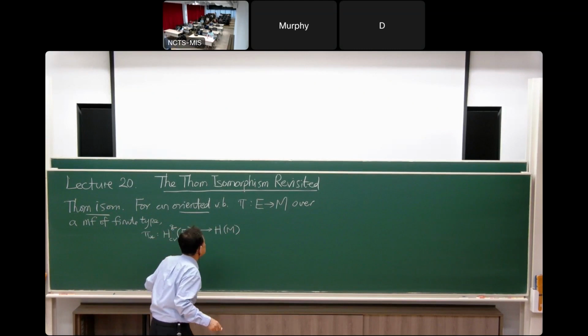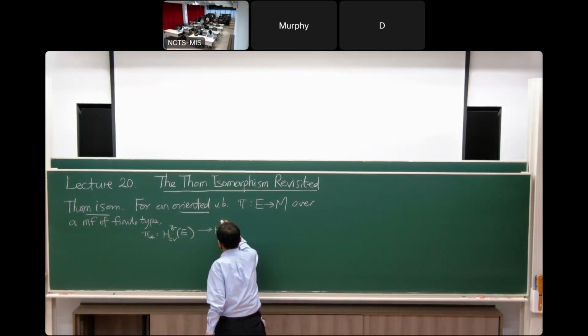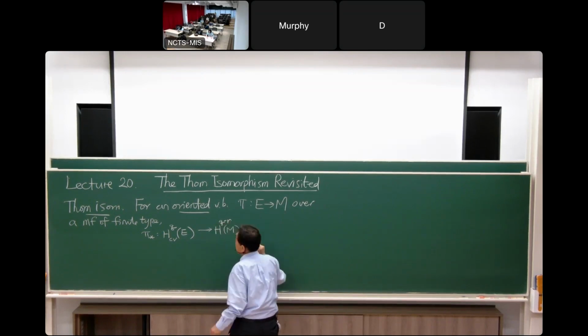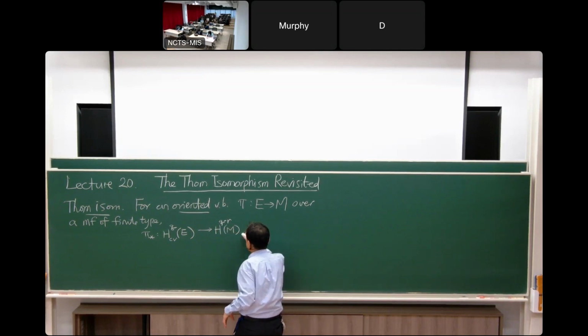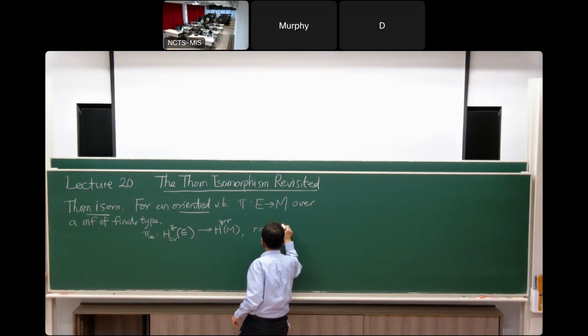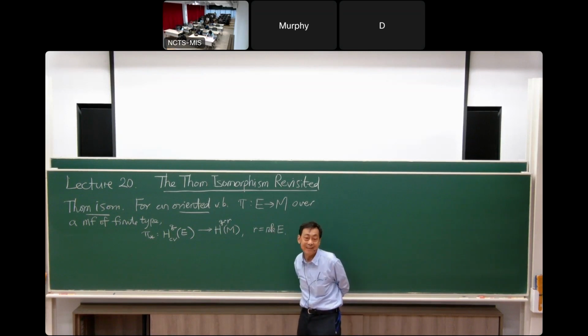Okay, so I need to say that the vector bundle has rank R, because when you integrate over the fiber, you lower the degree by the dimension of the fiber, okay? So R is the rank of E, which is the dimension of the fiber, okay? So this is the Thom isomorphism that we proved.